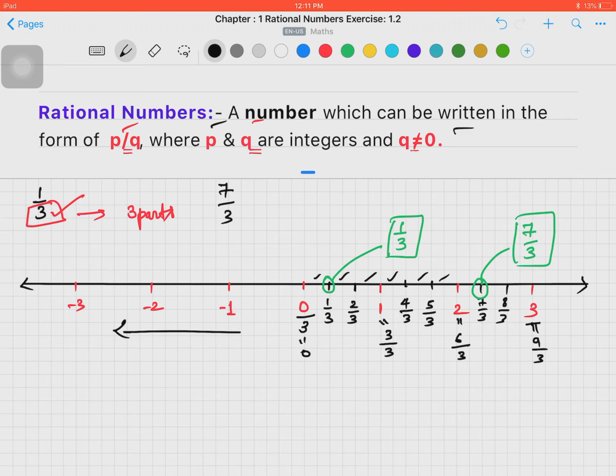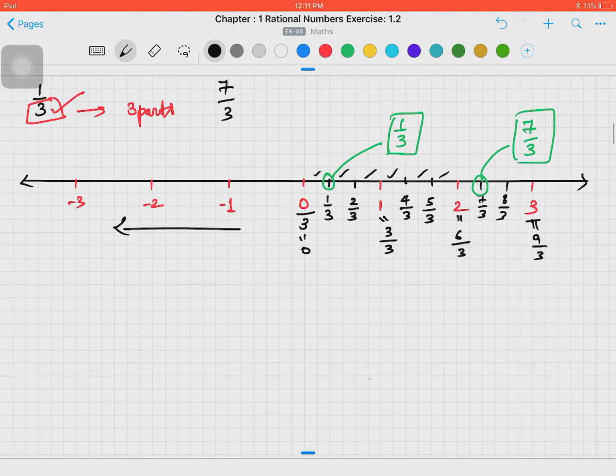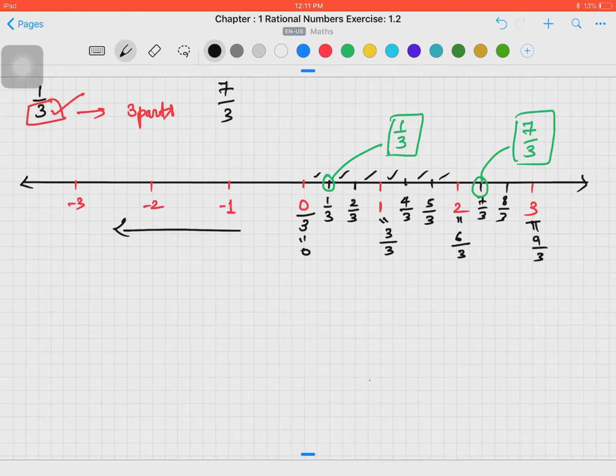Suppose we have another number, let's say 3 by 5. Now the number that we have in the denominator is 5. So that means we'll divide the region between every number into 5 parts. Okay, so let's represent this number.